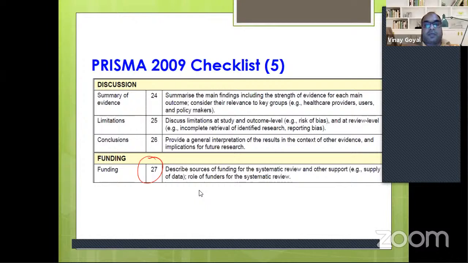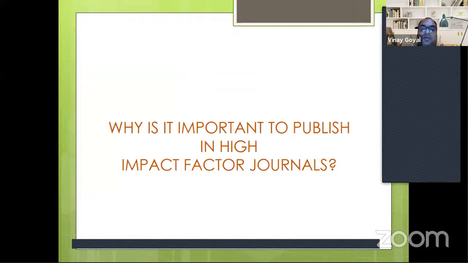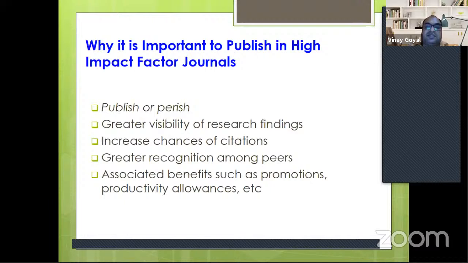Moving ahead, what are the other elements that you have to keep in mind? This I have already discussed in the previous class: why is it important to publish in a high impact journal? And I have also said this in this class. It is publish or perish. If you will not publish, academically you will perish.